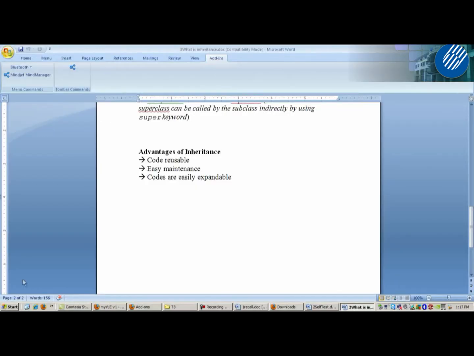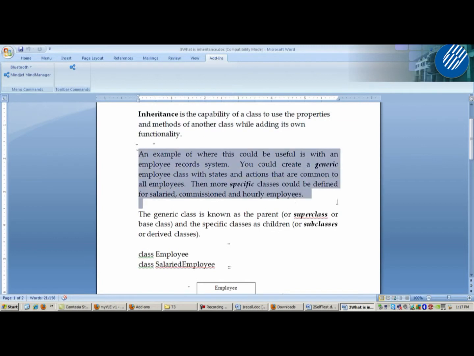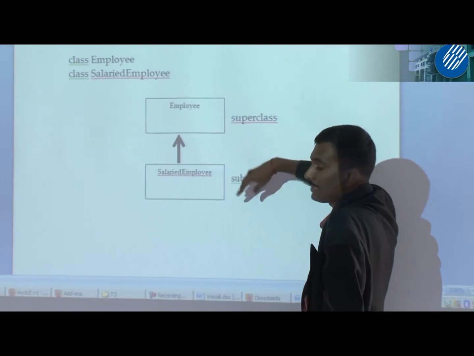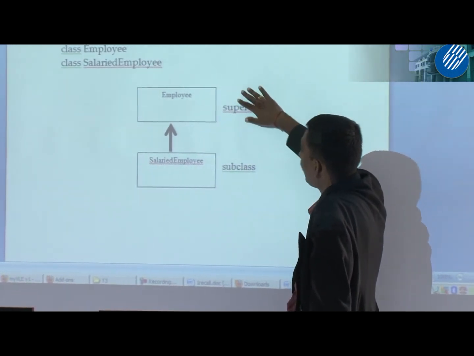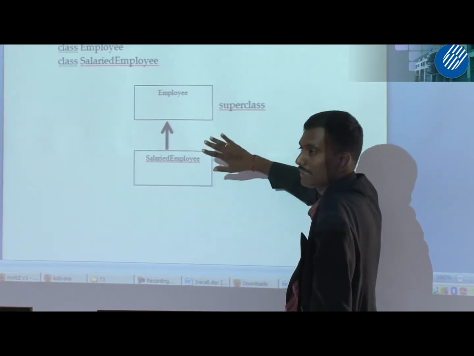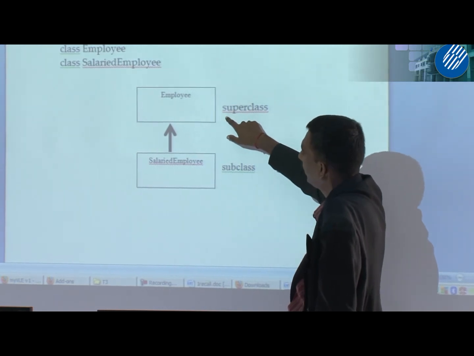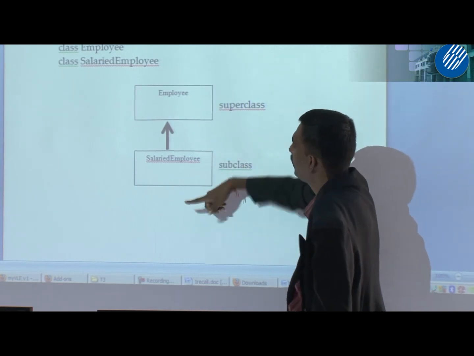Okay, first I give you the definition of inheritance. Then we look at example. Then I show you how you can use UML to show that this class is inheriting this class. Okay, so this is superclass and this is subclass. And then you also learn that superclass cannot use whatever available in the subclass, but subclass can use whatever available in superclass.